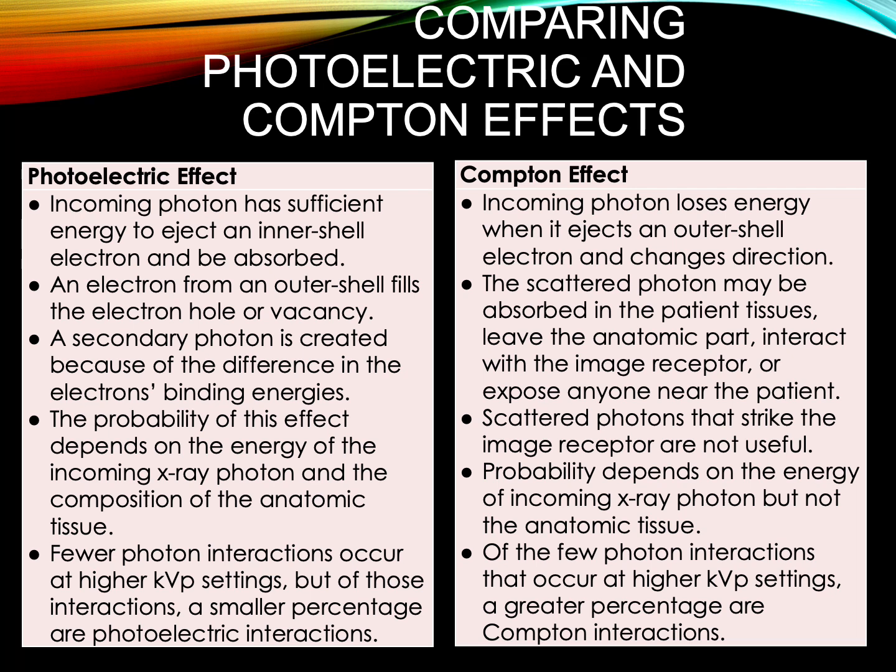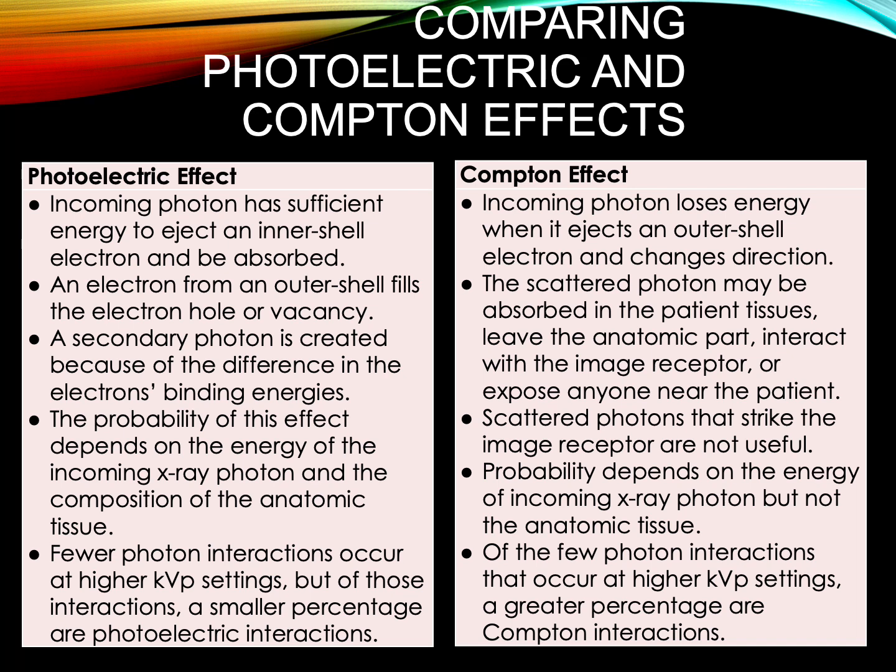Fewer photon interactions occur at higher kV settings, but of those interactions, a smaller percentage are photoelectric interactions. And then with the Compton effect, the incoming photon loses energy when it ejects an outer shell electron and then changes direction. The scattered photon may be absorbed within the patient. It may leave the anatomic part, or it may interact with the image receptor or expose anyone near the patient because it is scatter. Scattered photons that strike the image receptor provide no useful information. The probability of this effect depends on the energy of incoming X-ray photons, but not on the composition of the anatomic tissue or the patient's part.